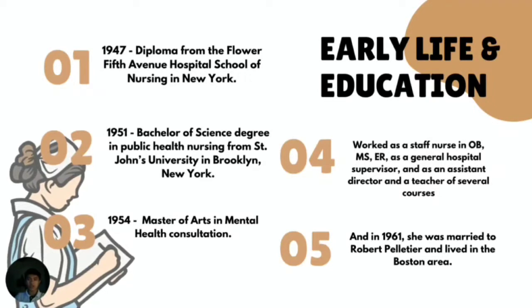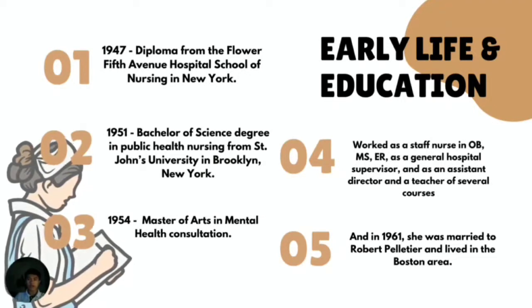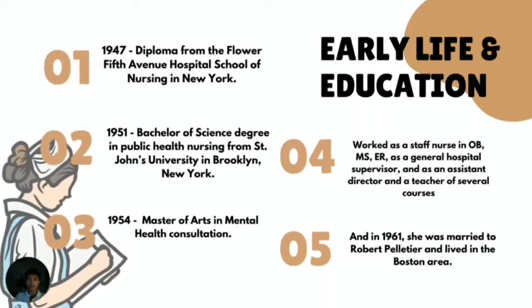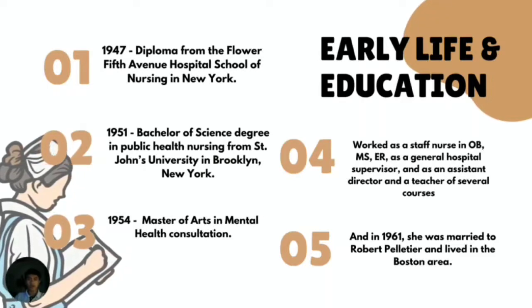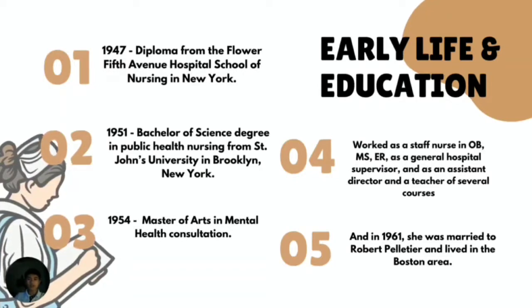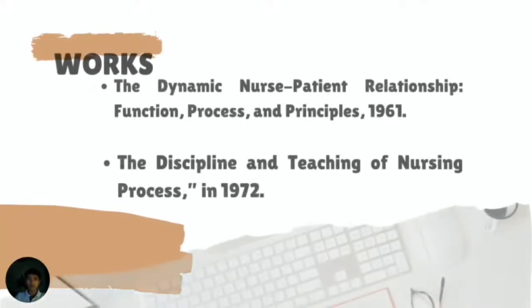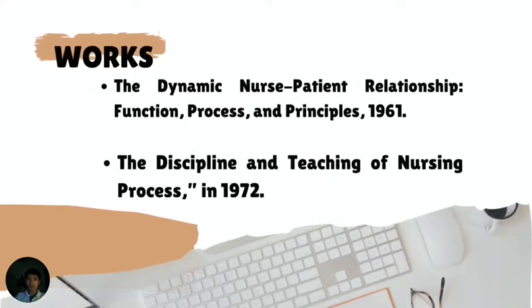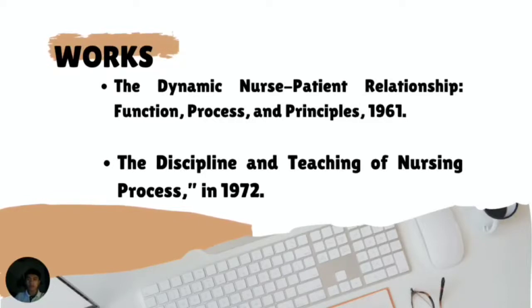While studying, she also worked intermittently and sometimes concurrently as a staff nurse in OB, MS, ER, as a general hospital supervisor, and as an assistant director and a teacher of several courses. And in 1961, she was married to Robert Pelletier and lived in the Boston area. After working as a researcher, she wrote a book on her findings from Yale entitled The Dynamic Nurse-Patient Relationship, Function, Process, and Principles. Her book was published in 1961.